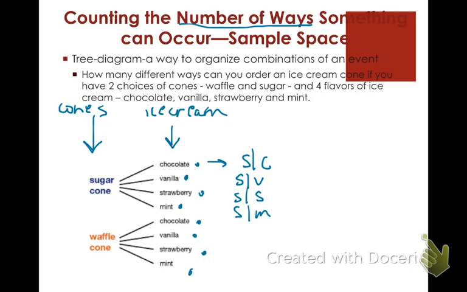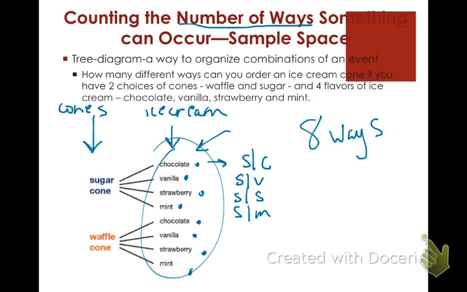You get the idea. So to figure out how many different ways we can have our ice cream cone, we simply count up these choices here, and that equals 8. So there are 8 different ways that we could have an ice cream cone where we have 2 choices of cones and 4 choices of ice cream.